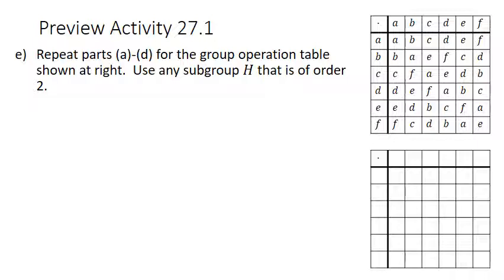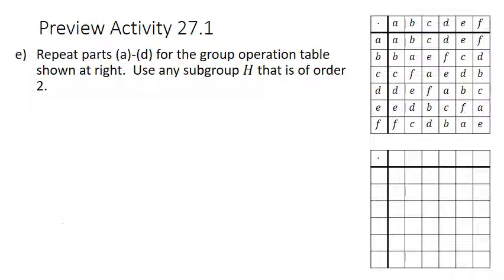Okay, so here is part E of the preview activity, and it's just to repeat parts A through D. Don't skip over this though, it is important. So go ahead and give this a try, and then I'll go over it on the next slide. So part E is just to repeat parts A through D for the group operation table that is shown right there. And this might seem unnecessary to repeat, but we're actually going to see something different happen, so it's kind of important that we do it. So let's go ahead and do this part E here.